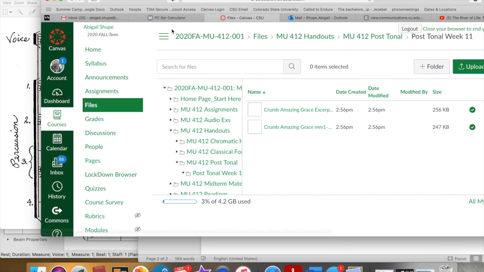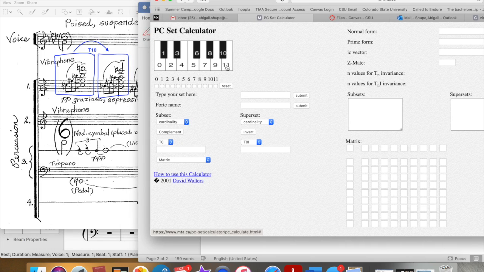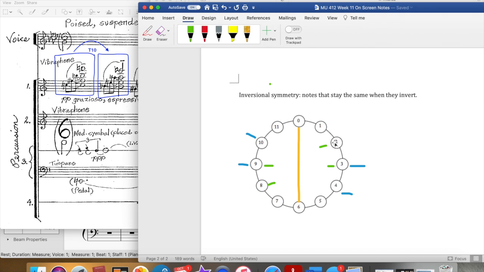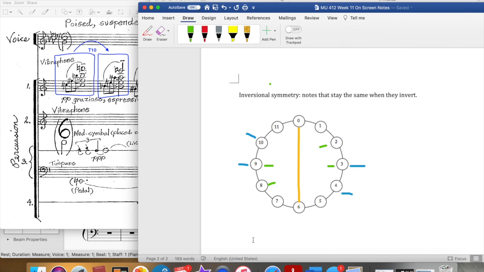And of course, if we go here, we can see we started with 10, 4, 9, and 3. If we do nothing but invert it, then we get 2, 3, 8, 9, which is what we got here. 2, 3, 8, and 9. And T0I is to show that we inverted it, but we transposed it by 0. In other words, we didn't transpose it at all.